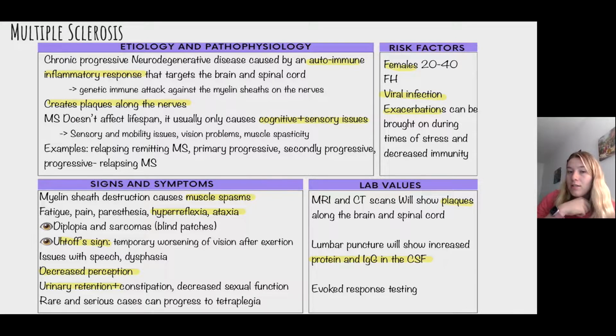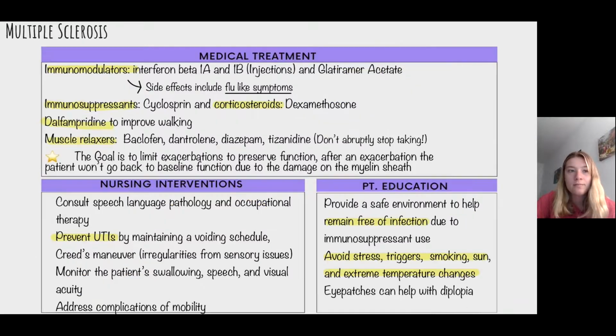With our MRI and our CT, they do show plaques. If we do a spinal tap, lumbar puncture, it's actually going to show an increased amount of proteins and immunoglobulins, specifically IgG, in our CSF. So just kind of keep that in mind. That's another way we can diagnose.